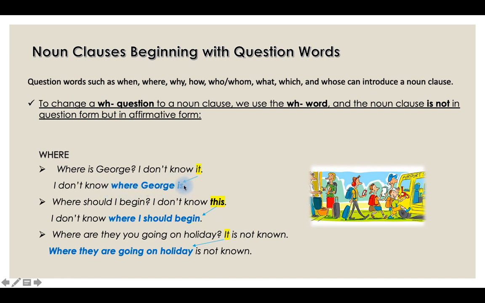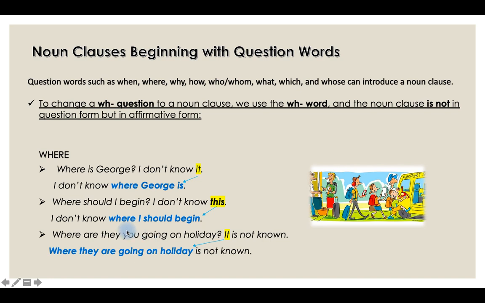So, when we make a sentence with a question word, it's an affirmative sentence, it's not a question. We use the WH word, right? And then we use the subject and then the verb. So we make it an affirmative sentence. It's not a question. Okay? Be careful about that. Where should I begin? I don't know this. I don't know where I should begin. So basically, we made one sentence out of two sentences. Where the question word, subject, and verb. The word order is like in affirmative sentences.